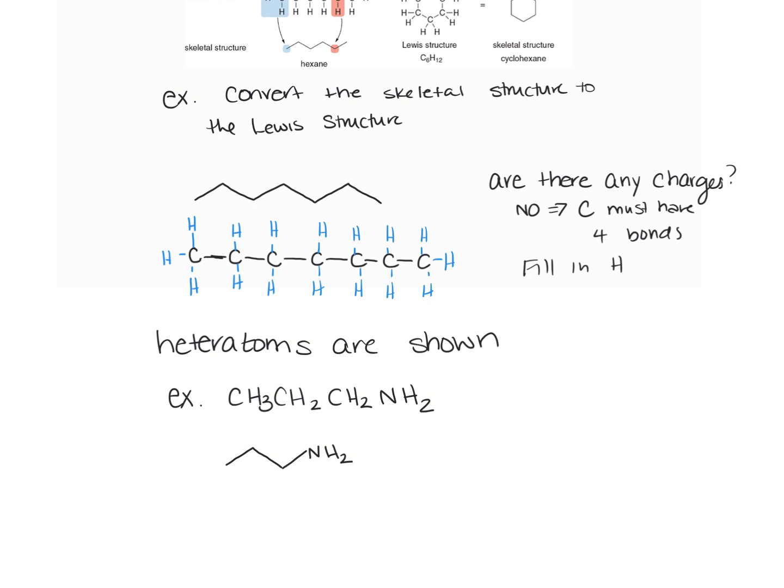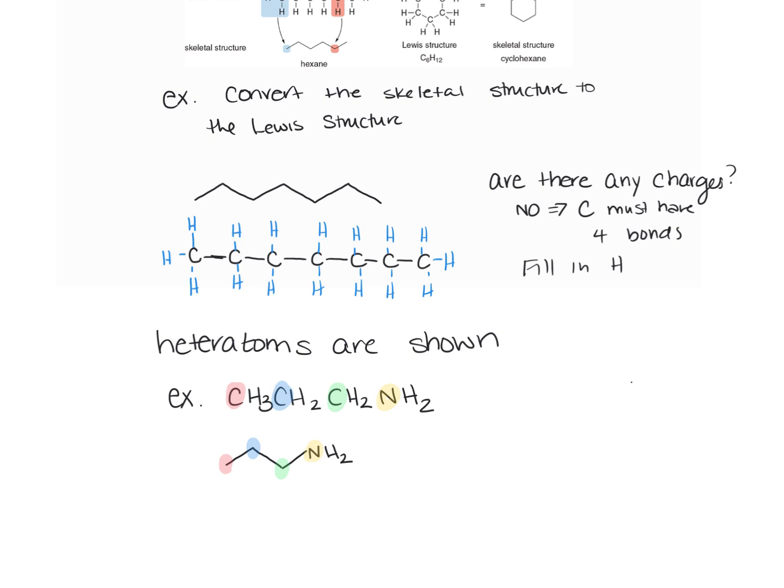And so I want to show you with a highlighter that this carbon here is that one there. This carbon here is that one there. This carbon here is that one there. And then we have the NH2 right there. So the heteroatoms are shown. Not only that, but any hydrogens that are attached to them are also shown as well.